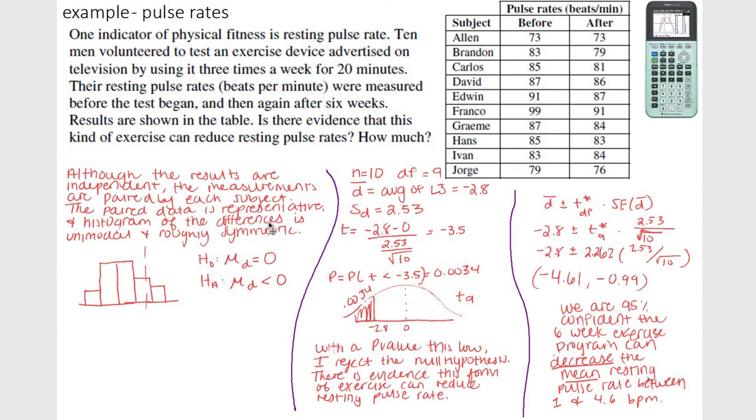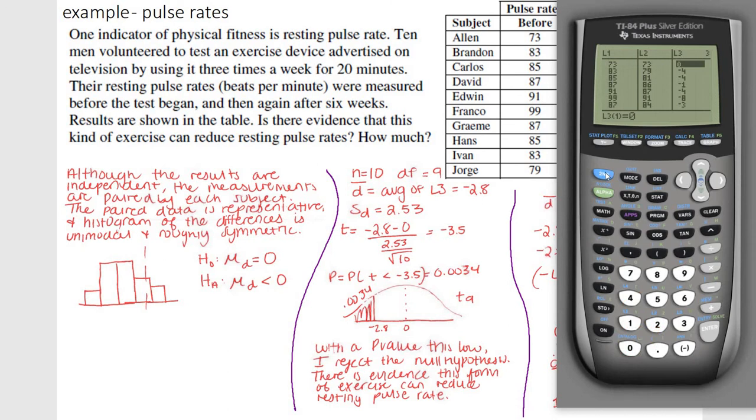Let's begin. So here we list our assumptions and our conditions. Okay, make sure you satisfy all those parts. Here we have our histogram so that you can see that it's unimodal, roughly symmetric, and you have your hypothesis. We assume that the difference will be 0, and we're checking to see if the evidence reduces pulse rates. So we're doing less than. All right, list out your math and go to your calculator.